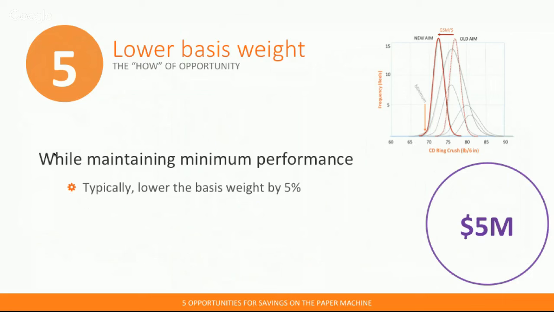Finally, and probably the best in the sense of how do I get cost savings out of the machine, while maintaining minimum performance, we take the difference between the old aim and the new aim, the difference that we get from minimizing property variation on the paper machine, and we just lower the basis weight. And typically there's enough variation we can attack on the paper machine to lower the basis weight by about 5%. And 5% is around $5 million a year.